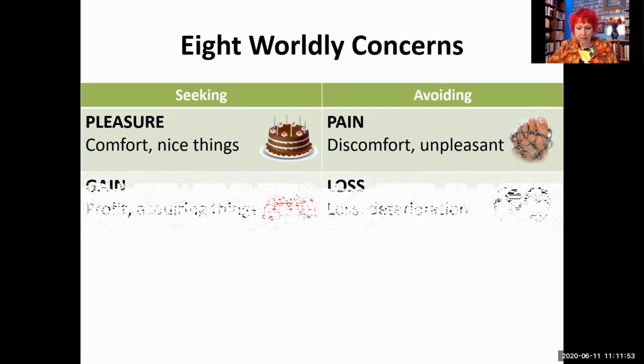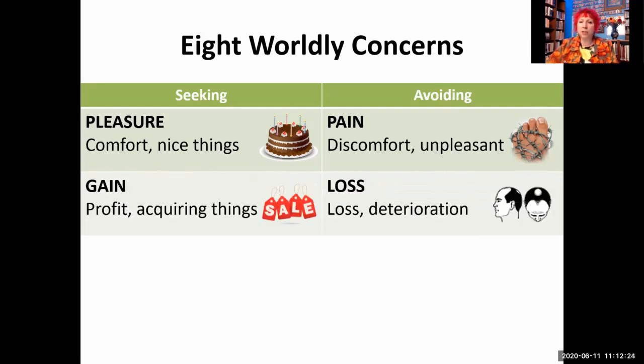Then we have the next one, gain and loss. Advertisers know this about sales, don't they? Buy two, get one free. And we're going, woohoo, profit. We love to profit, to gain. So we go and spend all this money on something we never would have even bought anyway. Why does this work? It works because instinctually we want to gain, we want to profit from things, and we don't want to lose anything.